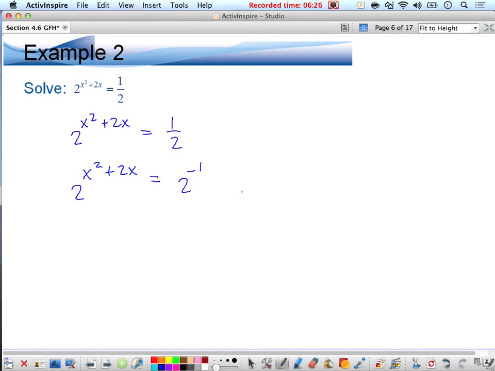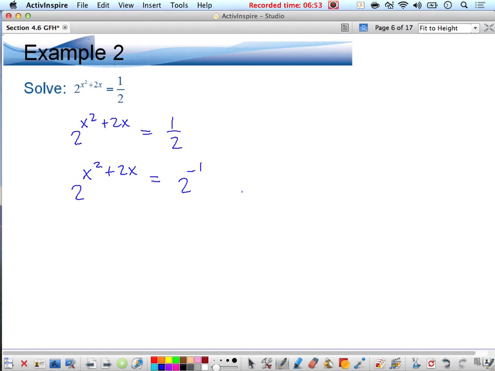Good. Remember that you can always turn a fraction into an exponent by simply taking it to the negative power. So 1/2 to the negative 1 power would be 2. So 2 to the negative 1 is 1/2. So notice we haven't changed anybody's value. We have just substituted an equal quantity. 1/2 and 2 to the negative 1 are equal to the same thing.